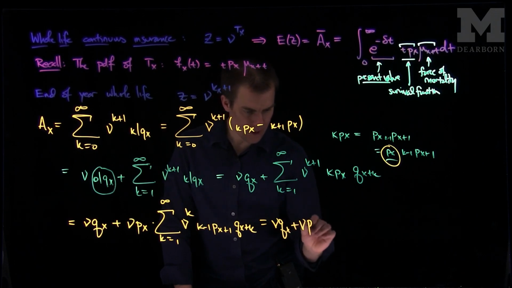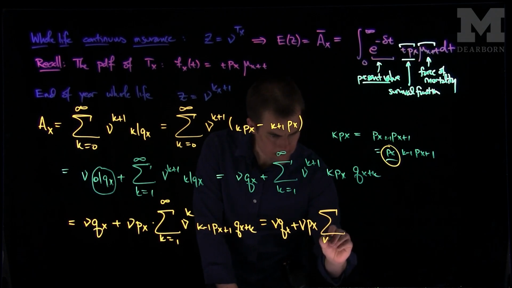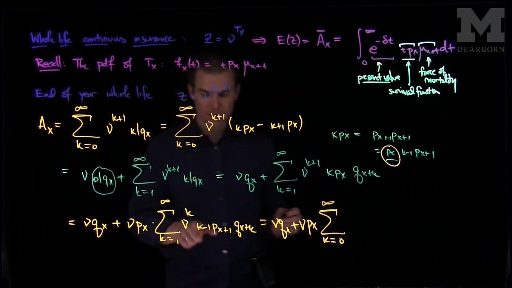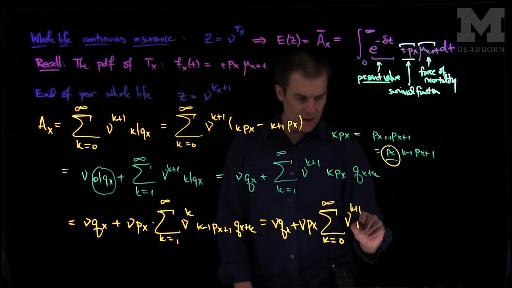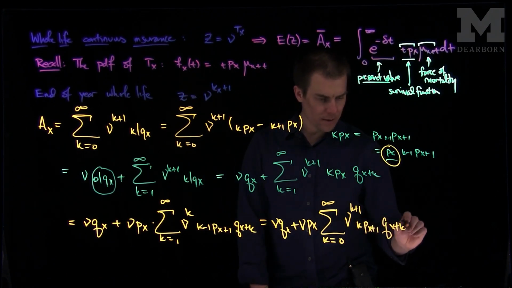So now we can observe that this is v q_x plus v p_x. And then I'll re-index this sum. The sum, k goes from 0 to infinity. So I'm going to subtract 1 from k, which means I have to add 1 to all of these k's. I'll have a v to the k plus 1. I'll have a k p_{x+1}. And a q of x plus k plus 1.